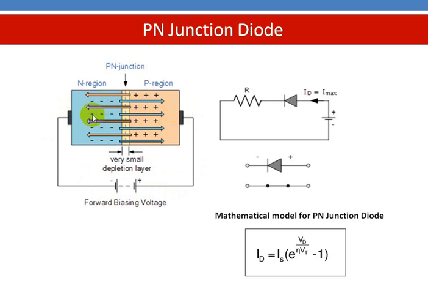Therefore, there is movement of electrons. The electrons are moving in this direction. This blue arrow indicates the direction of electrons, and this orange arrow indicates the direction of holes. As a result, current will be flowing through the device. The current direction will be opposite to the direction of electrons. The electrons are moving from left to right, therefore current will be flowing from the P region to the N region, that is from anode to cathode.